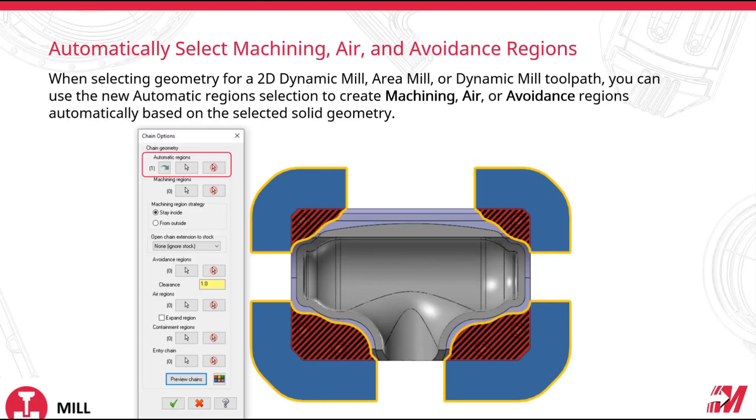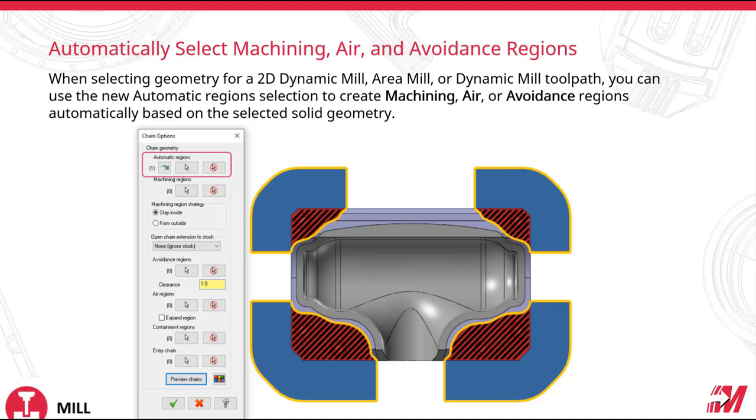Another big addition here is automatically selecting machining air and avoidance regions. So this is going to be for your 2D dynamic mill or area mill. You can use the new automatic region selection to create machining air or avoidance regions automatically based on selected solid geometry. What this is going to do is you're just going to go pick a bunch of faces, and it's going to figure it out for you what is air, what is avoidance, and what is a cut region. So you no longer have to go and pick an avoidance region, pick air regions. It automatically figures it out for you.